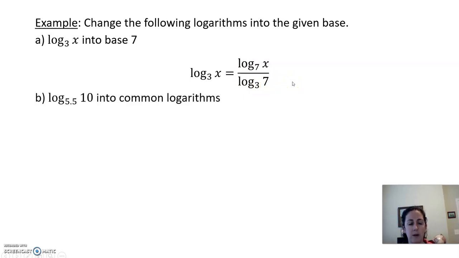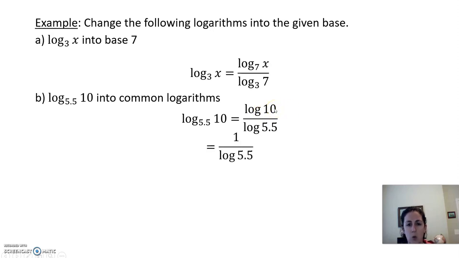Take log base 5.5 of 10 and turn it into common logarithms. Remember, common logarithms is base 10 and it's just written as log. So just like before, it'll be the log of what we were taking the logarithm of, which is 10, divided by the log of the original base 5.5. But remember, the base of the common log is 10, so this is log base 10 of 10. Well, 10 to what power is 10? That's 1. So log of 10 is 1, so that can be simplified. And if you want to do a decimal approximation, you can put into your calculator 1 divided by the log of 5.5, and you'll get about 1.351.